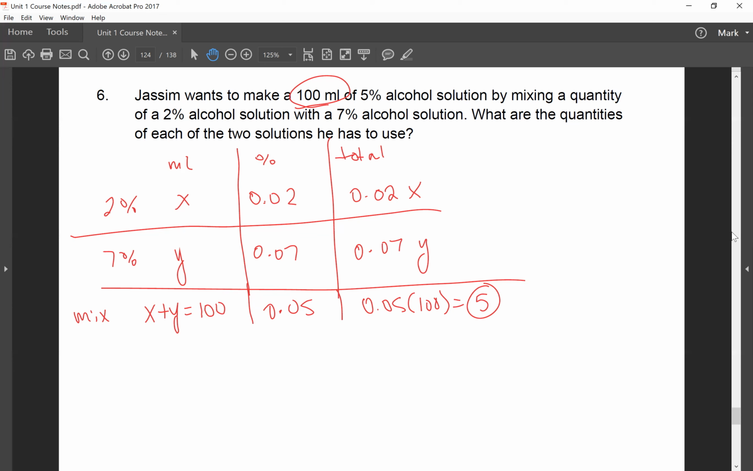Now, I'm going to use the substitution method. I know that X plus Y equals 100, so I'm going to solve this for X. And this is where I made one of my big mistakes yesterday. I had the equation reversed. I made a big mistake yesterday, which might have confused you guys. But X plus Y equals 100, I can solve this. I know that X I can substitute or solve as 100 minus Y.